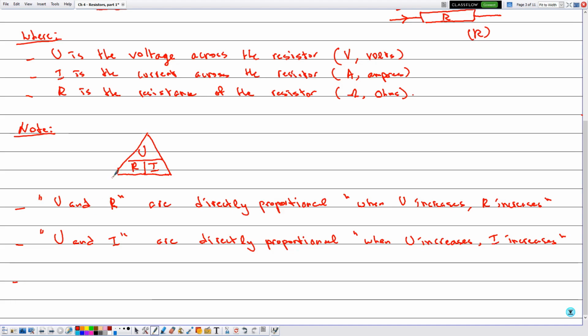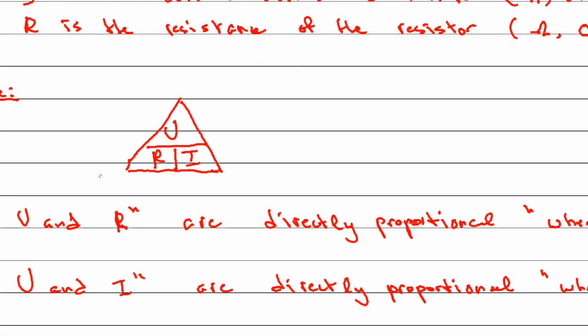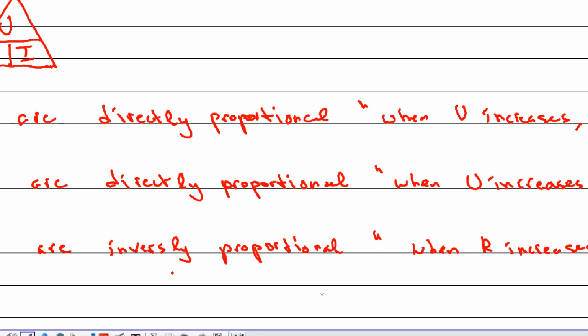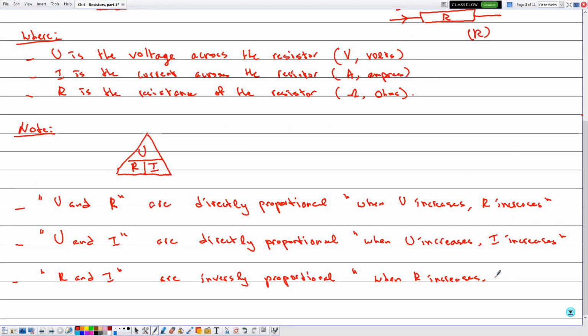Now, what about the quantities R and I? Notice that R and I live in the same floor. So whenever two quantities live in the same floor, we say that they are inversely proportional. What is meant by inversely proportional is that when R increases, because the relation or the proportionality between them is inverse, then I will decrease.